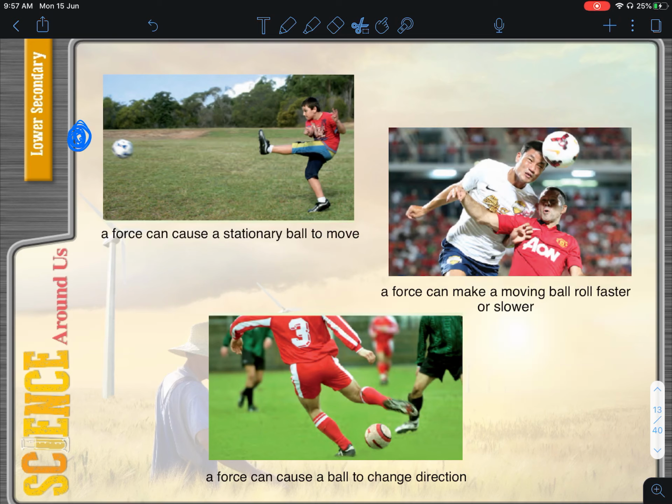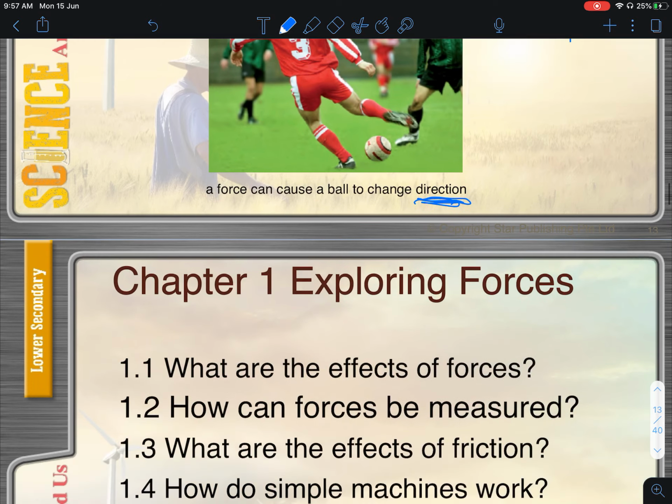Second thing is making it roll slower or faster. You either stop the ball, that's one, or you're actually hitting it and then it spins even faster in a different arrangement. So this is mainly to do with speed. Next is direction. So direction is like you kicking the ball forward, then when you suddenly see someone in front of you, an opponent in front of you, you want to change the direction of the ball, so you kick to the side. So that is another example of how force can actually play a role to change the direction.